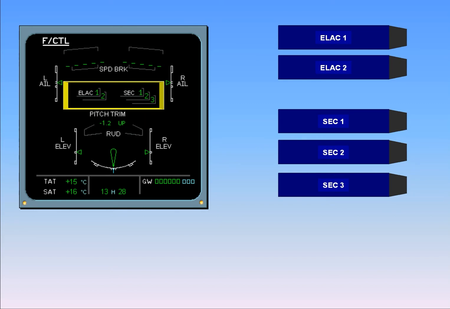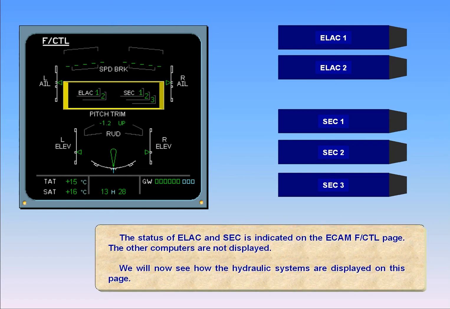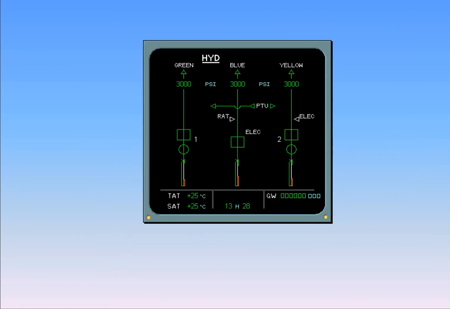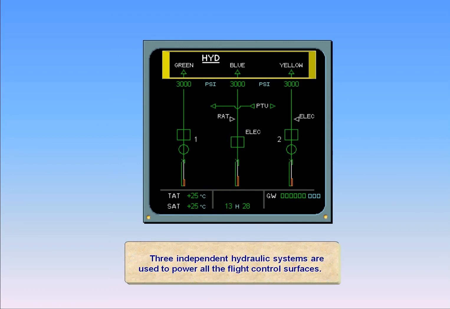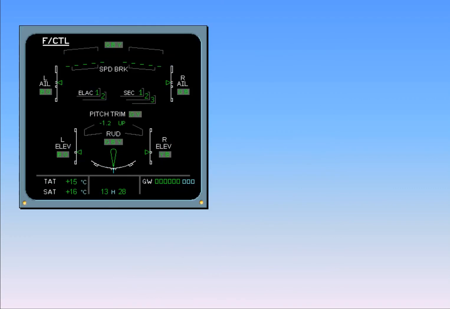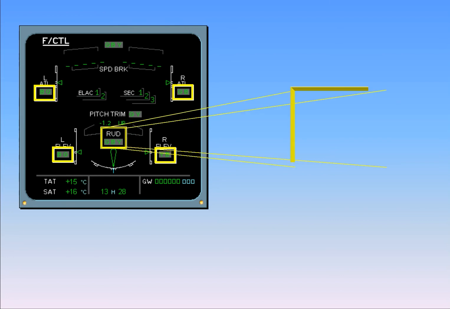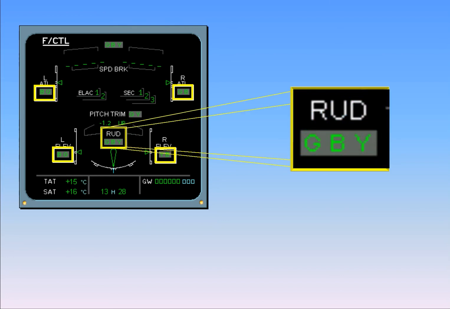We will now see how the hydraulic systems are displayed on this page. 3 independent hydraulic systems are used to power all the flight control surfaces. The hydraulic systems which actuate each control surface are indicated on the ECAM flight control page by the use of G, B, and Y. For example, the rudder is powered by the green, blue, and yellow hydraulic systems. The ECAM flight control page is now complete.